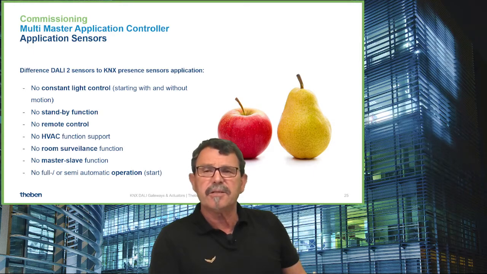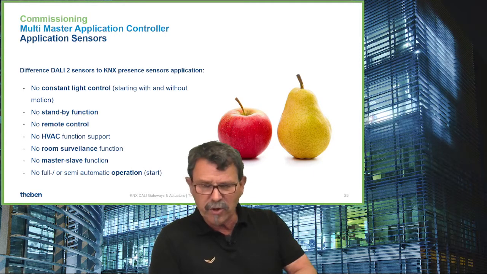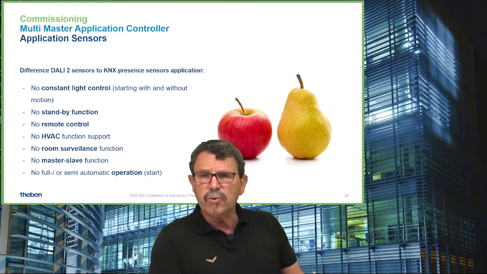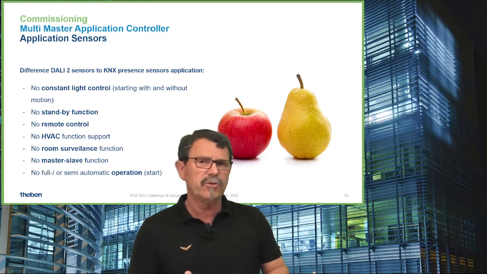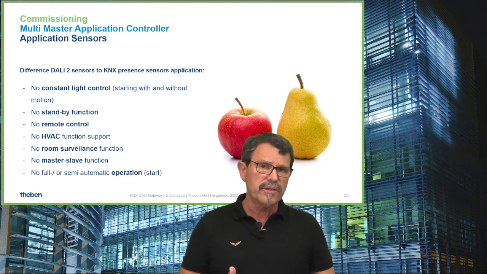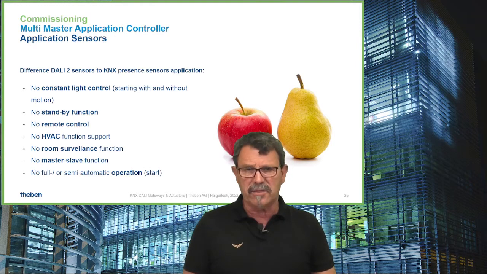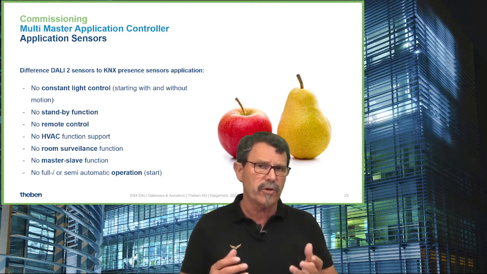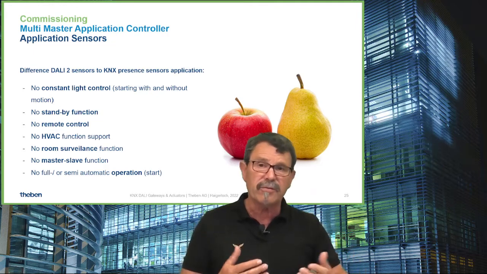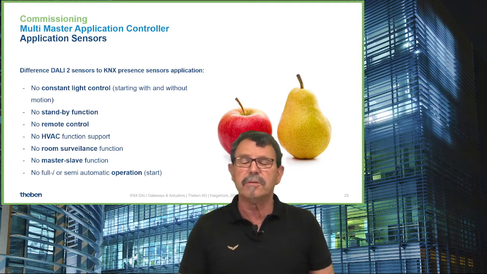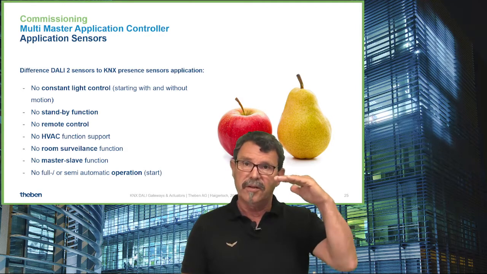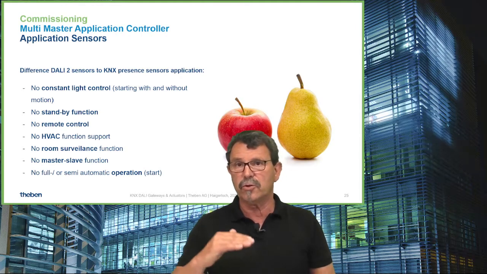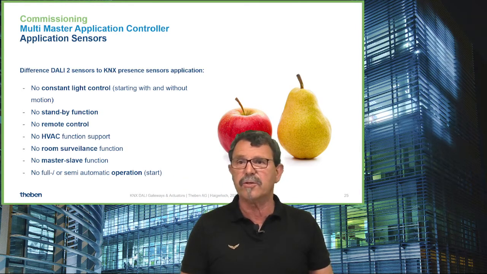A powerful KNX presence sensor is supporting you with all the communication objects which are needed to do reasonable constant light control. You can do standby control function. You can do HVAC control. You can use these sensors as well for room surveillance. You can do master-slave combinations. You can adjust full or semi-automatic, whatever. You can operate in office or school functions. That means you can override or stop the level of the constant light control, or shift, increase or decrease the level of the constant light control.